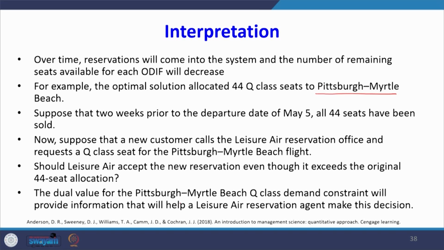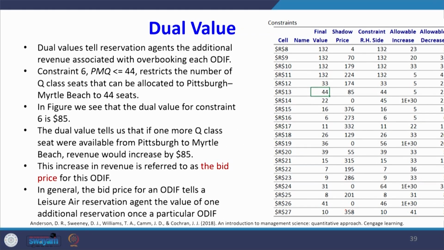So, the dual value for the Pittsburgh Myrtle Beach Q class demand constraint will provide information that will help the leisure air reservation agent make this decision. Now, you see, the dual value tells reservation agents the additional revenue associated with overbooking each ODIF. So, the constraint 6, we know PMQ type is 44.